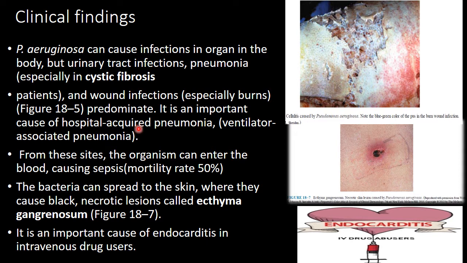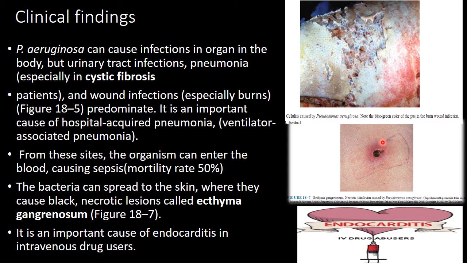From these sites, the organism can enter the blood, causing sepsis, and you know the mortality rate of Pseudomonas aeruginosa sepsis is more than 50%. Now you know the bacteria from blood spread to the skin, where they cause a black necrotic lesion called ecthyma gangrenosum.